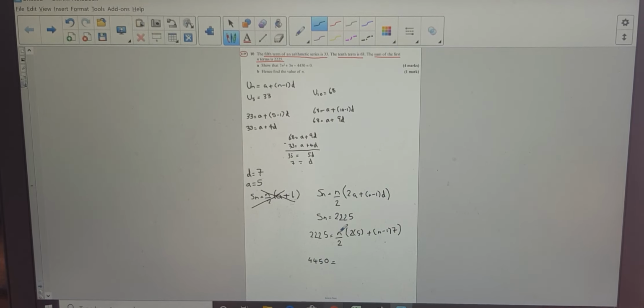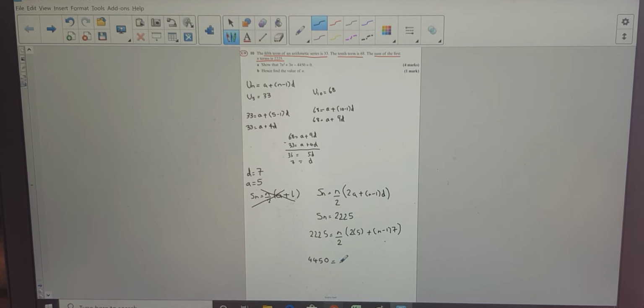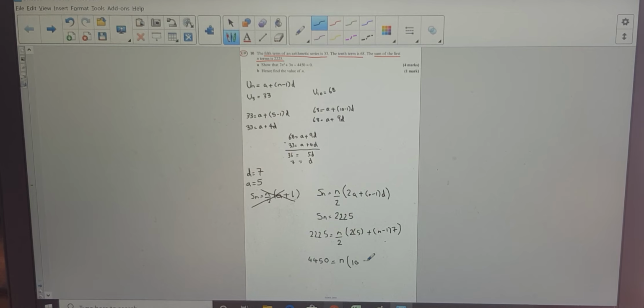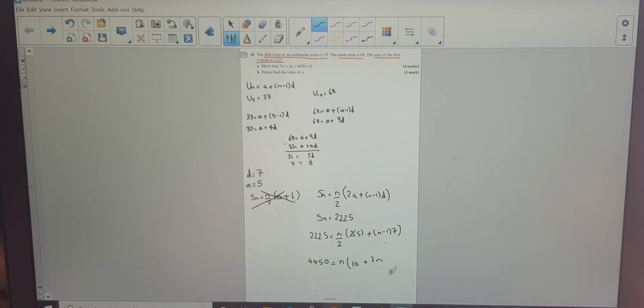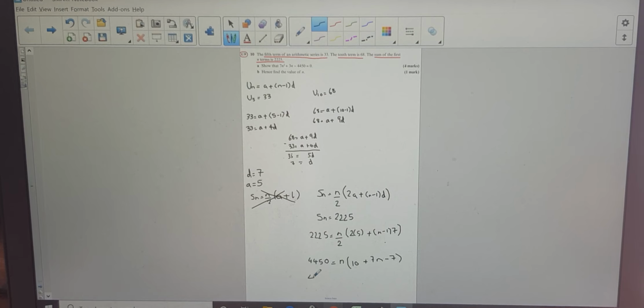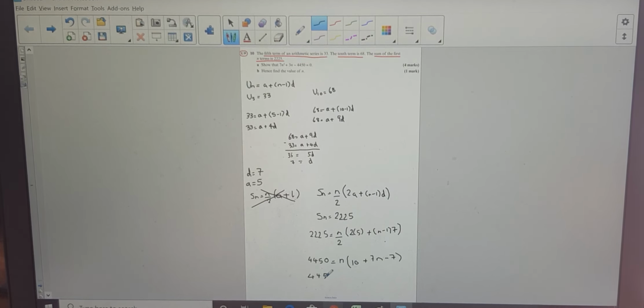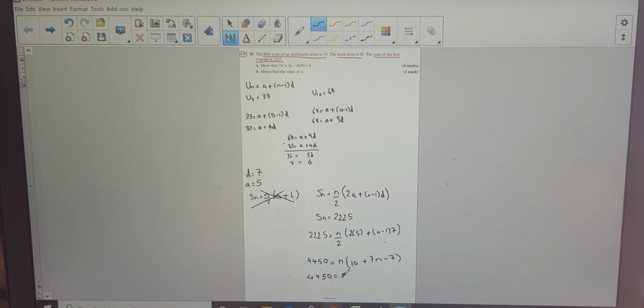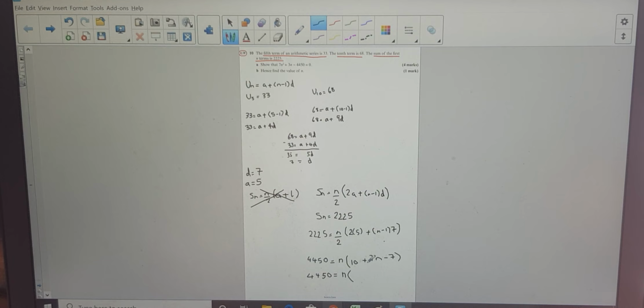4,450 is equal to n times 10. In fact, let me just do it like this first so I don't confuse you. 2 times 5 is 10. Add 7 times n is 7n. 7 times minus 1 is minus 7. That's going to give me, if I expand that bracket, 4,450 equals 10n. Oh no, let's make this a bit nicer actually. n multiplied by 10, take away 7 is 3, add 7n.